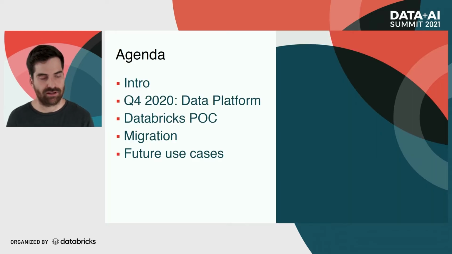So first, a slight agenda. First I'll tell you guys what Abnormal Security is and what we do. Then I want to go in chronological order, starting in Q4 of 2020, as to the state of our data platform, what were the issues and challenges that we had, how we sought out to try something new with Databricks, how we went through the actual Databricks POC, how we actually executed a migration to Databricks over the last few months, and what that sets up for the future.